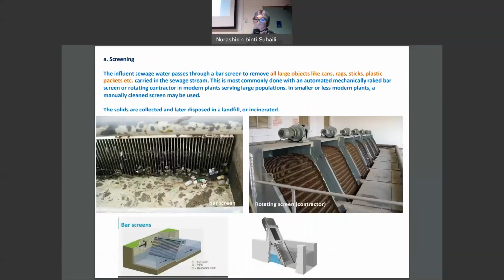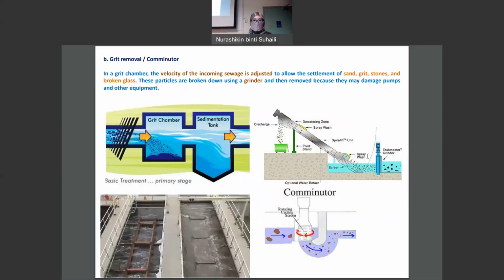Okay, and they have equipment like bar screens. As I said just now, different plants may have different equipment, different ways of doing it, but they have the screening process. Okay, this is how it looks like, some examples of the equipment. And also, oh, this is going to primary treatment.